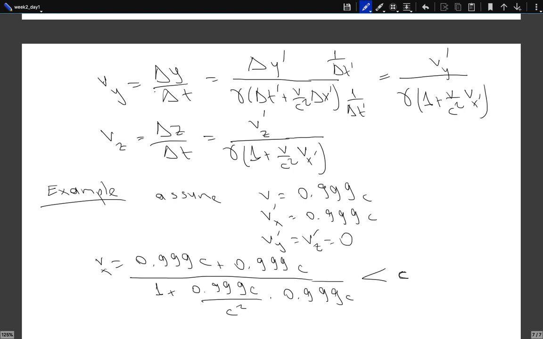Even if you take this one to be c, and this one to be c, so you have 2c over 1 plus c over c squared multiplied by c, it's just c. Even if there is an observer moving at the speed of light, and he observes something else moving at the speed of light even further away, I will still measure the speed of that moving object to be c. It will not be faster than c.